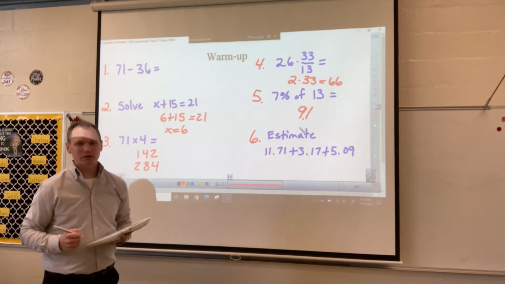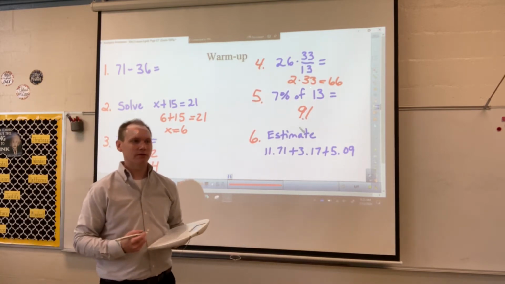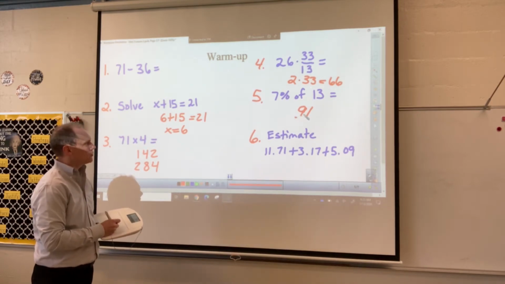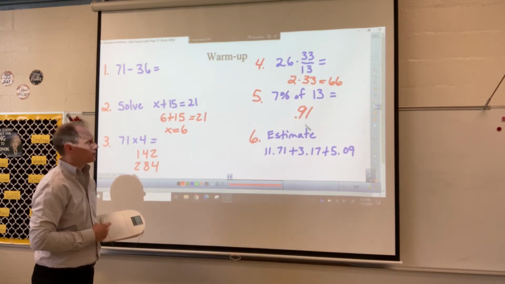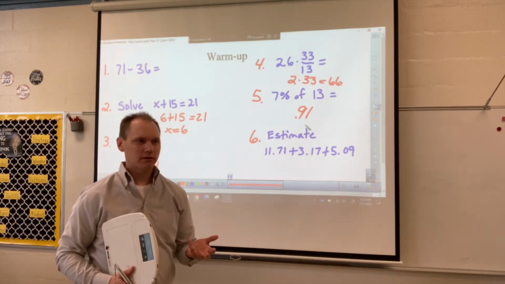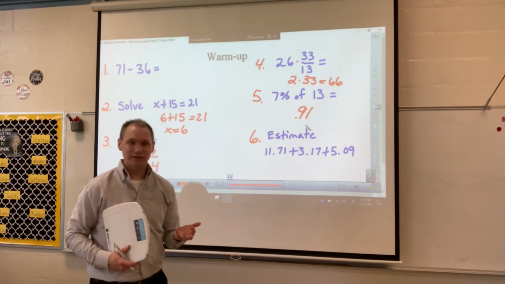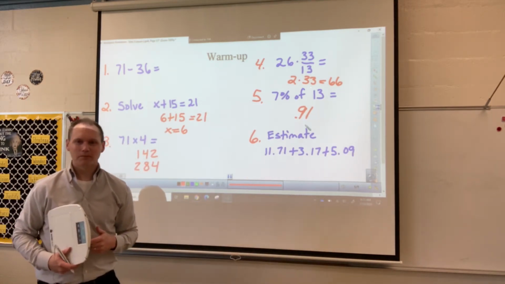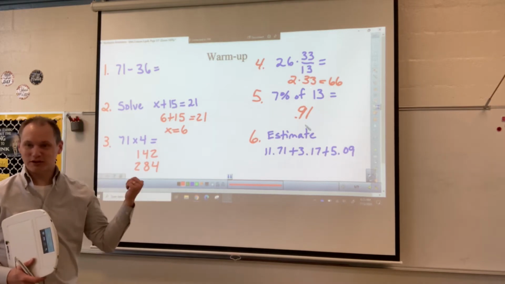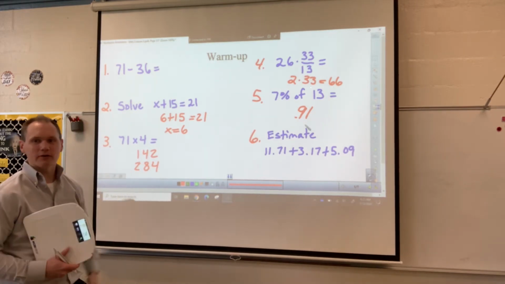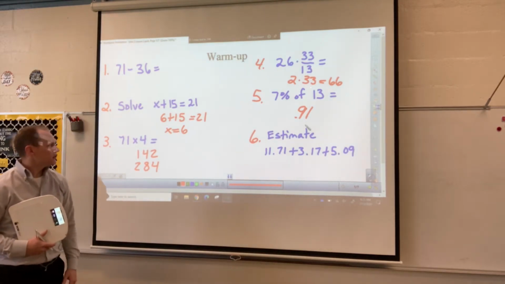9.1 is still too much. That would actually be 70% of 13. Move the decimal one more place, you get 0.91, which makes a lot more sense there. Any other strategies there? Maybe you multiplied 0.07 times 13 by hand, maybe. Did you get this? Yeah. What did you do? Oh, you did the same thing. Okay, cool.